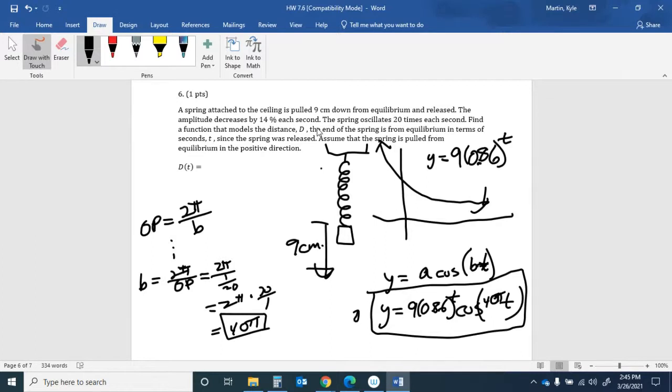And we accomplish what we need to accomplish. Find a function that models the distance d, d for distance, the end of the spring is from equilibrium in terms of seconds t, since the spring was released. Assume that the spring is pulled from equilibrium in the positive direction. The only difference that last statement makes is, if you didn't interpret it that way, then you'd have a negative in front of this thing. It doesn't really matter. So yeah, that's it.